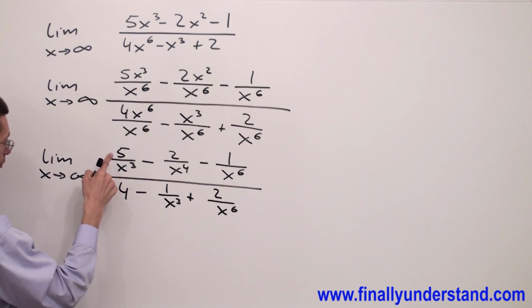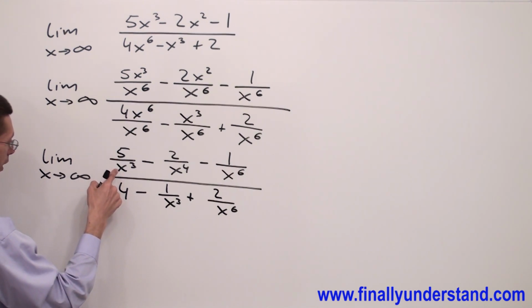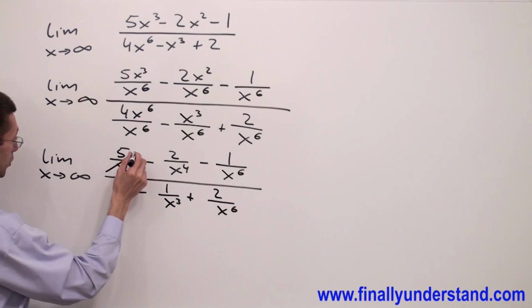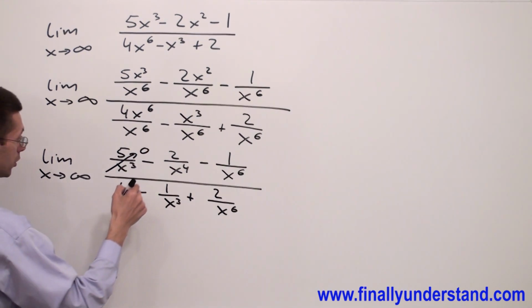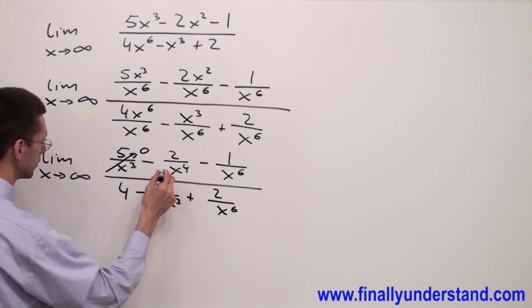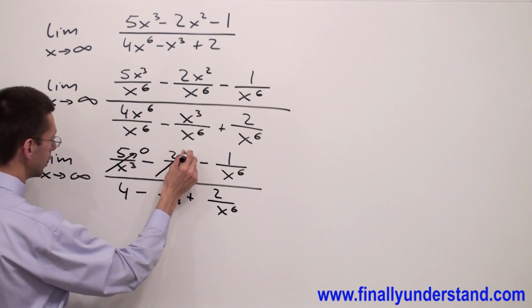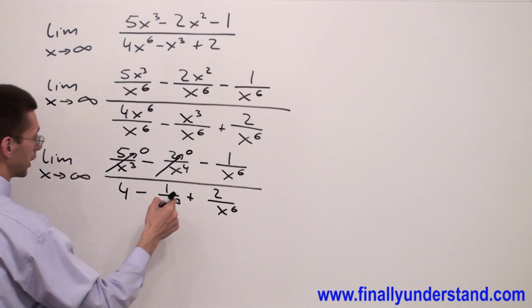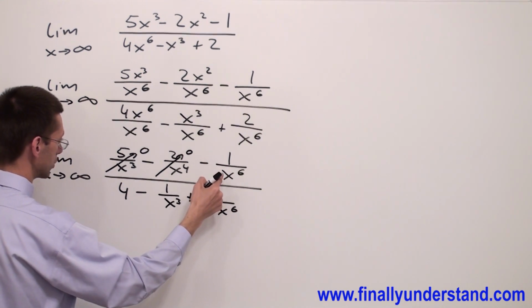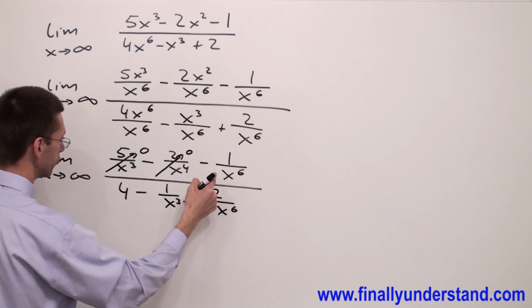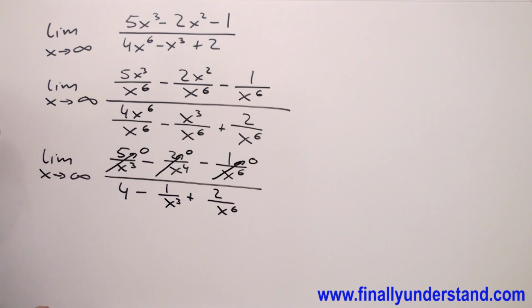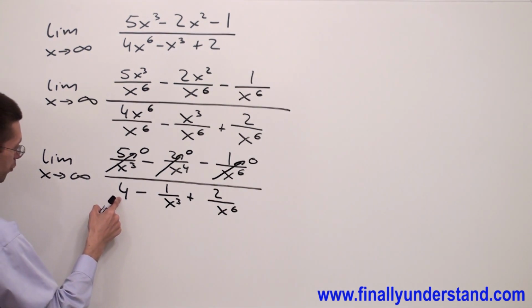Please notice that x goes to infinity. So 5 divided by x, which goes to infinity, so this fraction will approach 0. 2 divided by x, which goes to infinity and to the 4th power, is also going to approach 0. Fraction with a constant in the numerator, we have 1 over x, where x goes to infinity, is going to approach 0. In the denominator I have 4.